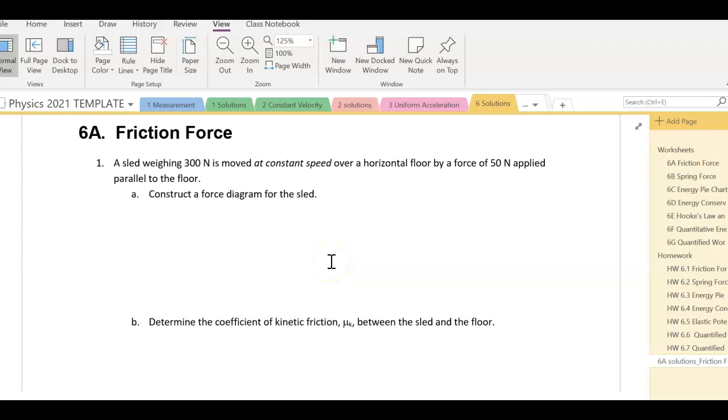This webcast discusses how to solve problems that involve the friction force.